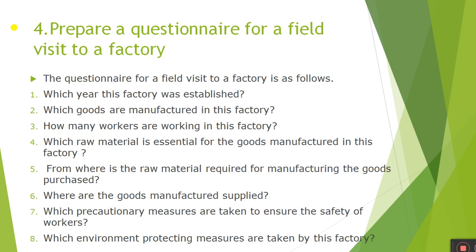Third question, how many workers are working in this factory? Fourth question, which raw material is essential for the goods manufactured in this factory? Fifth question, from where is the raw material required for manufacturing the goods purchased? Sixth question, where are the goods manufactured supplied?